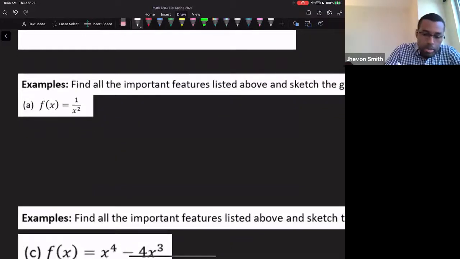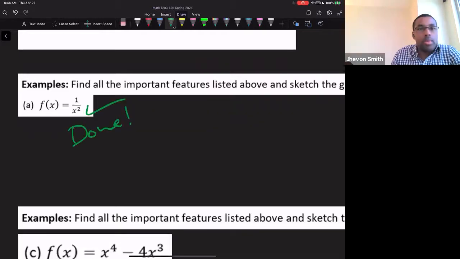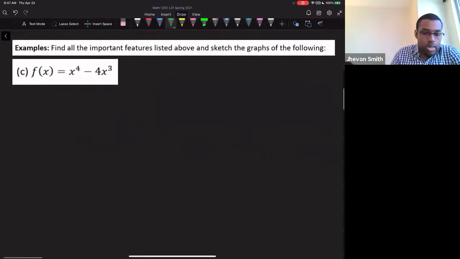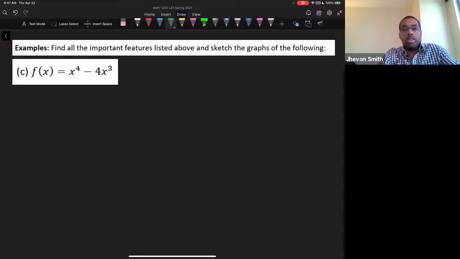So we have some examples here. This one is done, we did that last time. So we're going to move on to the next example, part C, where I want to graph this one for you because we already graphed the other one, part B. So let's actually do that. Okay, find all the important features listed above and sketch this graph. We know all the important features. Those are the features that go through the first 5 steps of the 6-step process. So let's do that again to make sure that we see what's going on.